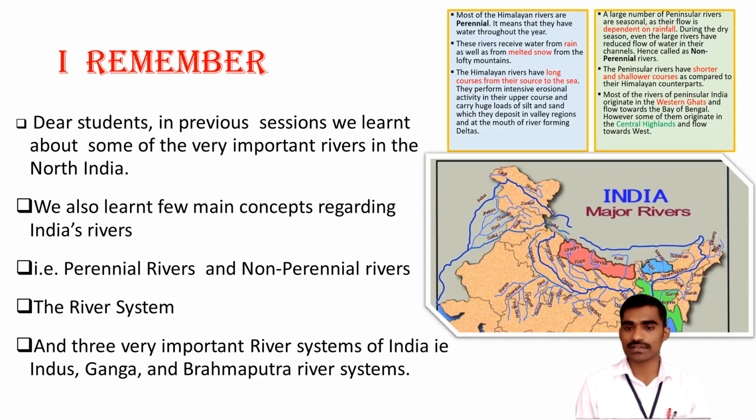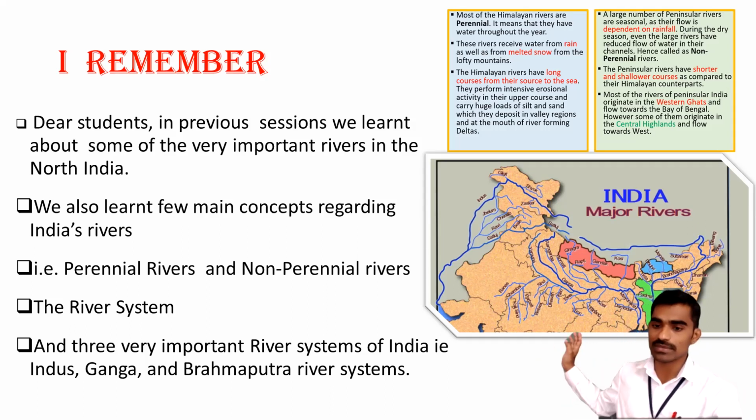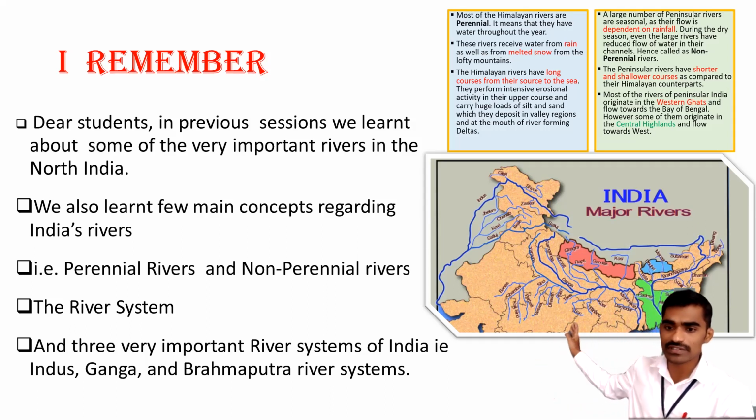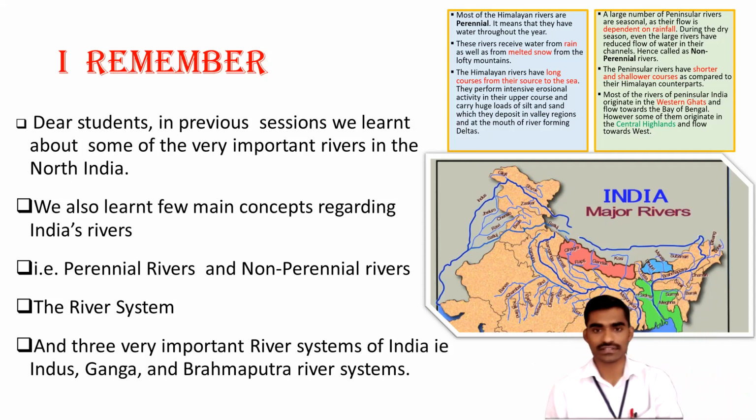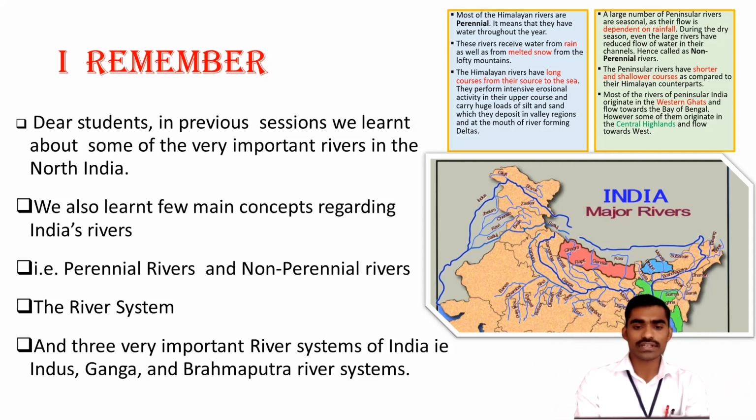Some very important concepts we have seen, that is the perennial rivers and the meaning of non-perennial rivers. We have also seen one term that is called river system, and we have seen these three very important river basins. These are the Himalayan rivers or the perennial rivers, we say it like that. So in today's session, or in this video series, we are going to see the peninsular rivers one by one.